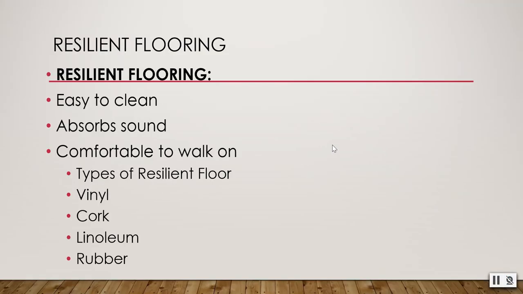Next, we want to talk about the final type of flooring, resilient flooring. I love resilient flooring. It is easy to clean, it absorbs sound, and it's super comfortable to walk on. And here are the types of resilient flooring. You have vinyl, which is the hottest trend now, and I use it all the time. Cork, which is an interesting green option, linoleum, and rubber. All of these are resilient.